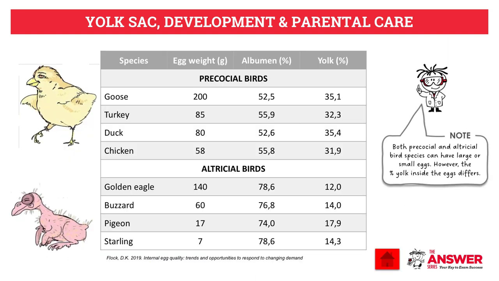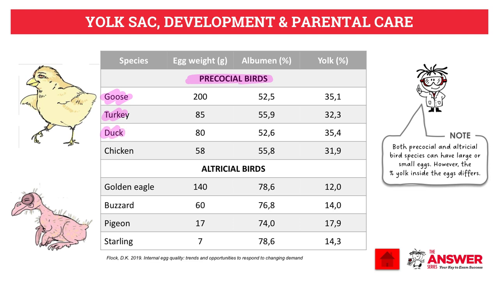Now, if you continue learning, we see a table that compares different species of precocial and altricial birds, the weight of the eggs that they produce, their albumin and yolk concentration. So the emphasis here is actually on the yolk and the species. At the top we have our precocial birds like chicks. You can see other examples include ducks, turkeys and geese.